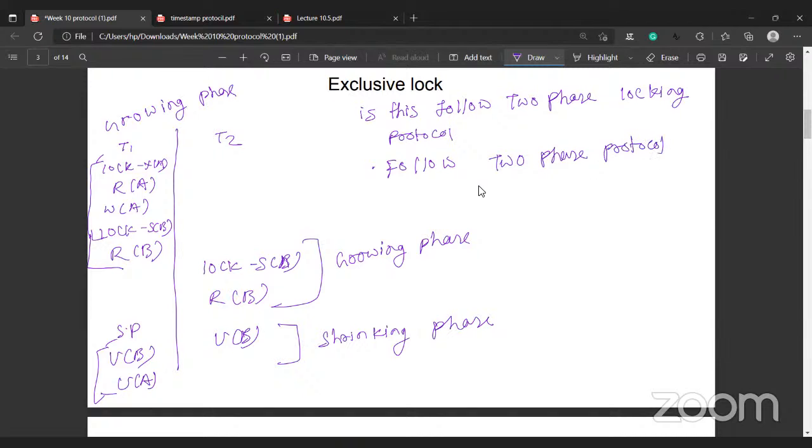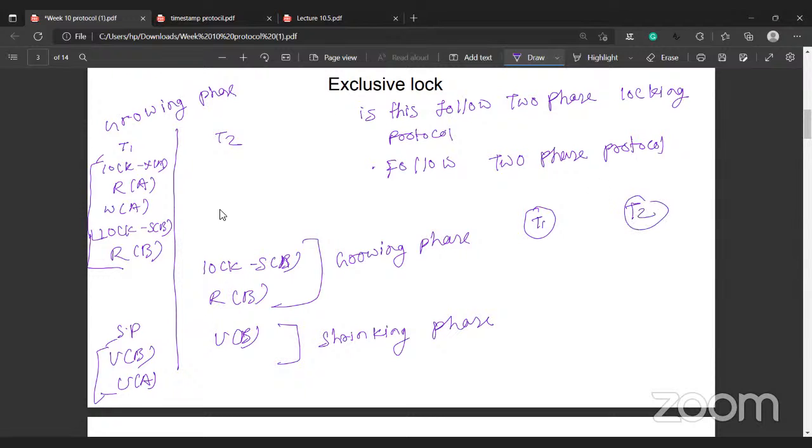Right? So everyone clear with this? Yes, sir. Okay. So let's see whether this is conflict serializable or not. Let's draw the precedence graph for T1 and T2.